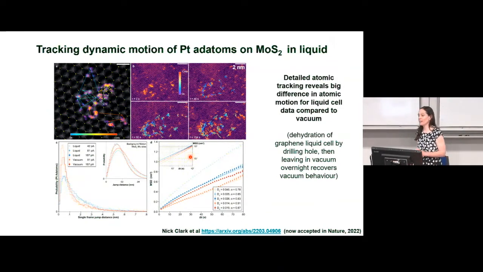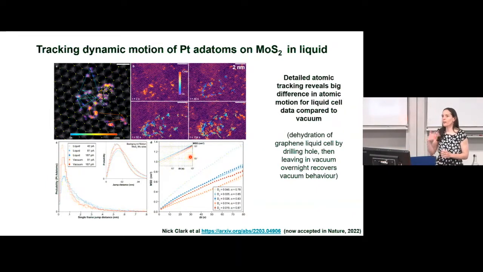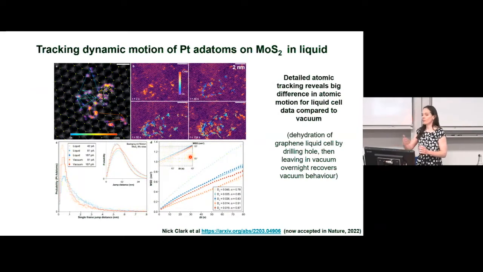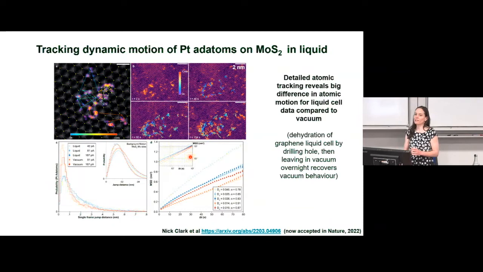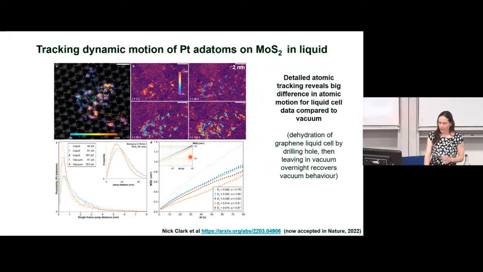Question about the electron beam. The difference between dry vacuum and liquid is much greater than the difference between the amount of electron beam we're putting on our sample. So we've done the experiments with different electron beam dose per second, and we have found that there's a bigger difference between the behavior of the material in liquid and vacuum compared to the effect of the electron dose.